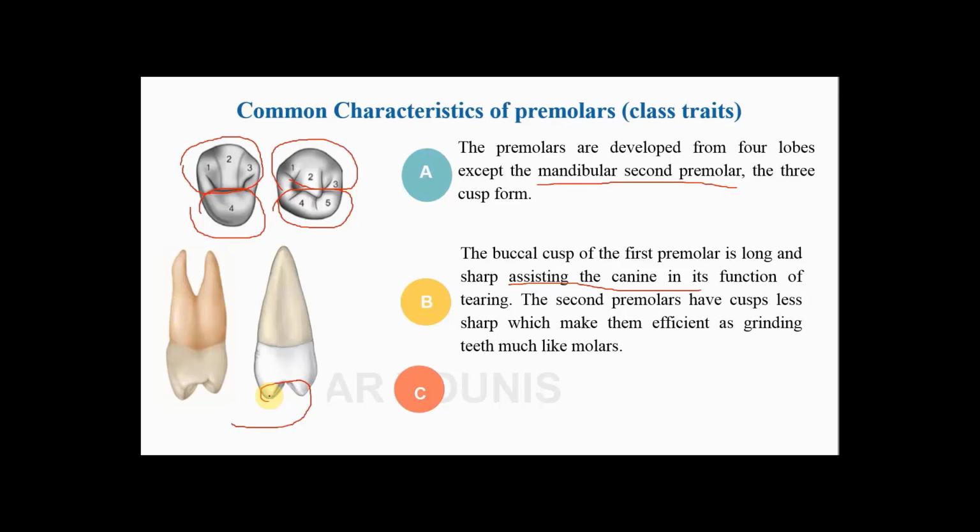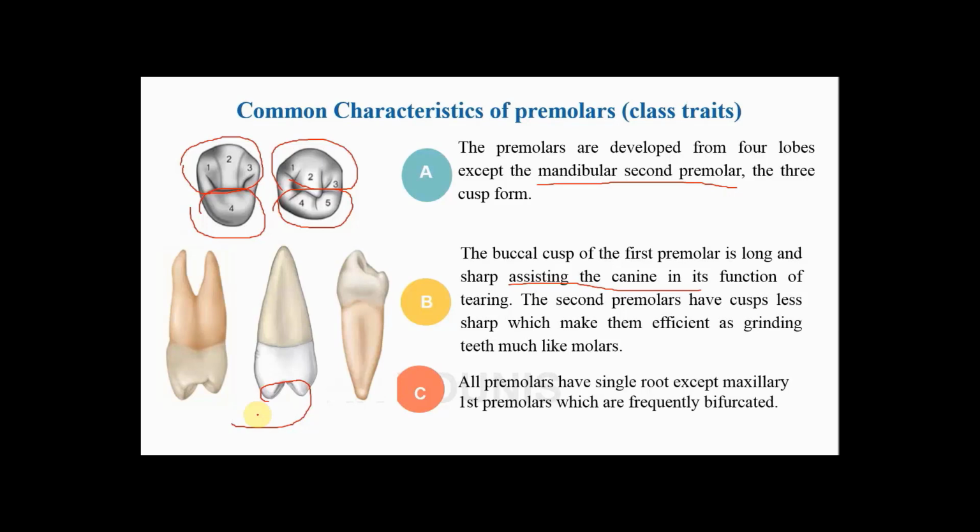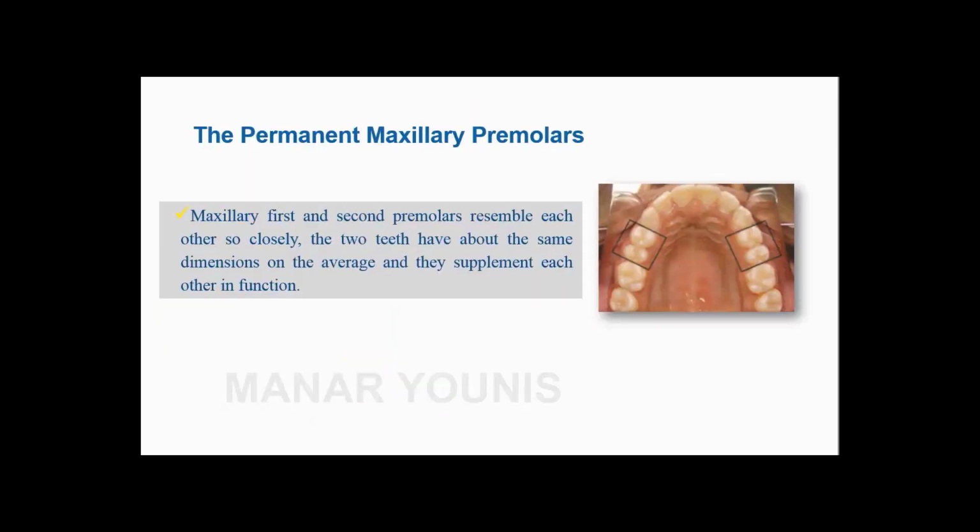The first premolar has a buccal cusp which is long and sharp. Therefore, they assist the canine, whether maxillary or mandibular, in its function of tearing. While the second premolars, whether maxillary or mandibular, have cusps that are less sharp and less pointed, making them more efficient as grinding teeth, much like molars. So the first premolars assist canines in their function, while the second premolar assists molars in their function of grinding food.